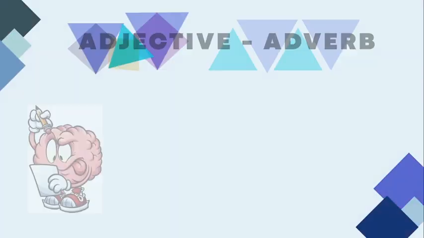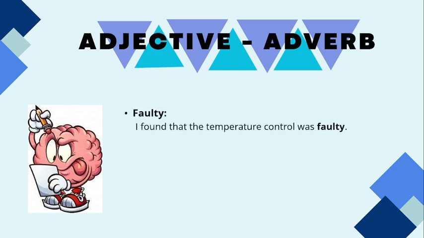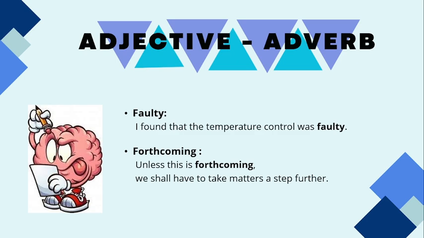Now, with adjectives and adverbs, we have faulty. It means not perfect, not working or made correctly. An example: I found that the temperature control was faulty. And finally, forthcoming, it's used only before a noun. Take a look at that. It means going to happen, be upon it, and then we have another list of examples.